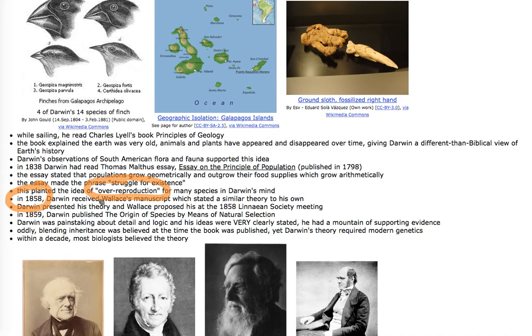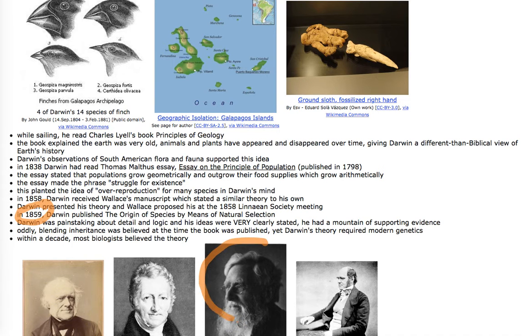But in 1858, he received Wallace's manuscript, which basically stated the same theory that he had developed. And due to the urging of his friends, Darwin and Wallace presented at the Linnean Society in 1858. It was in the summer. It was in July of 1858. But remember, Darwin himself wasn't actually at the meeting. Someone else presented in his place. The following year, Darwin went ahead and published his book, The Origin of Species by Means of Natural Selection.